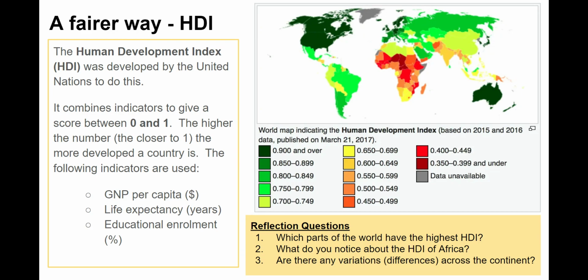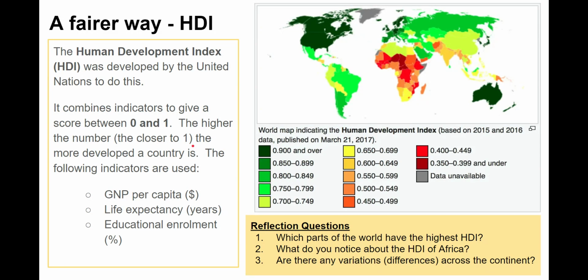What they were trying to do here is to overcome the exact problem we looked at on the last slide. The fact that just using one indicator on its own doesn't give us a very accurate impression of development. So what their new development indicator does is it combines indicators to give a score between 0 and 1. The higher the number, the closer to 1 the number is, the more developed a country is.